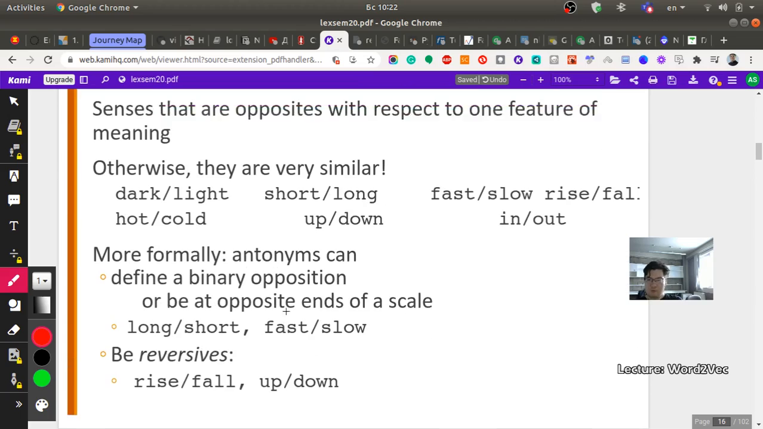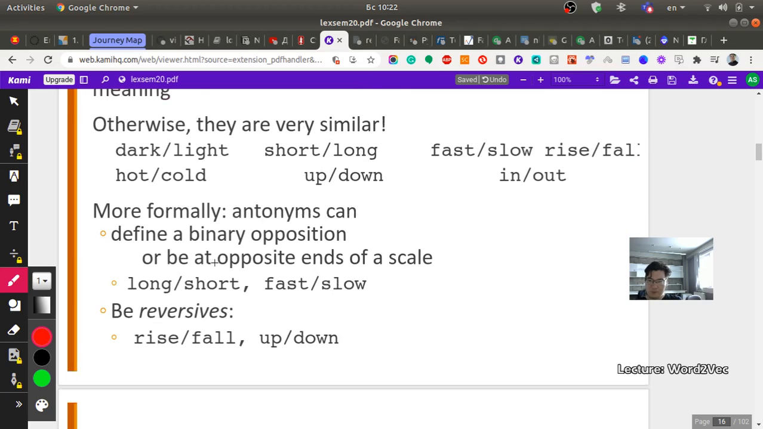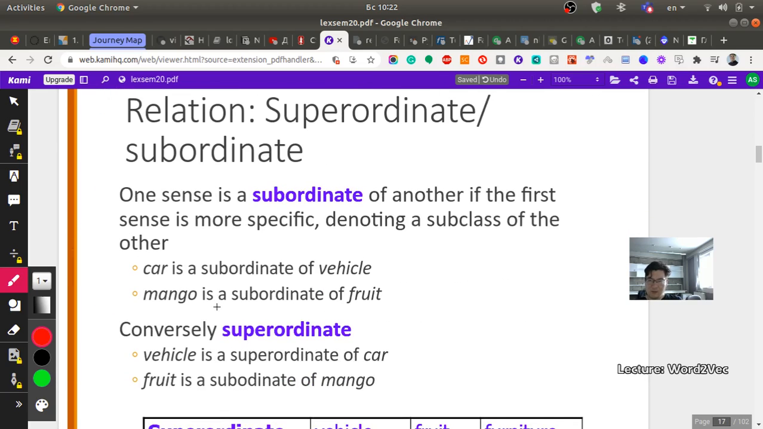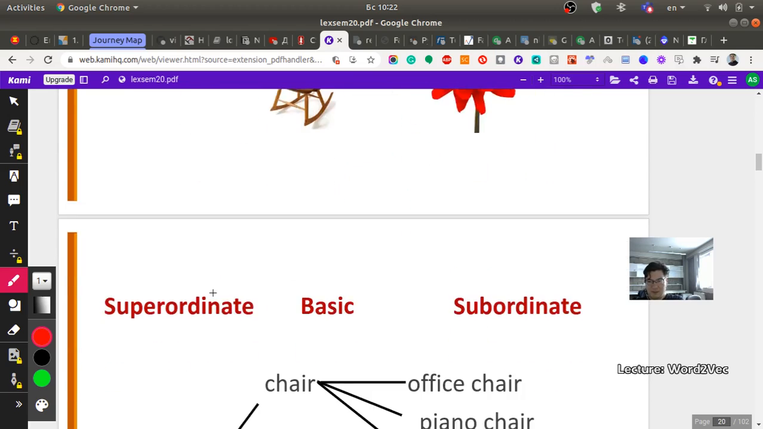Antonymy is also from linguistics. You know, they think of opposites. Then there is superordinate and subordinate. For example, car is a subordinate of vehicle, so a subset of vehicle. Mango is a subset of fruit. So mango is a fruit, but not all fruits are mangoes. So this is also some understanding.